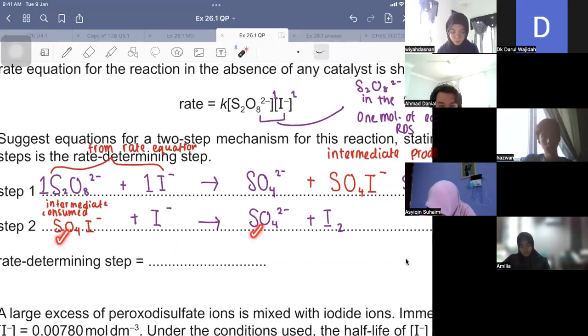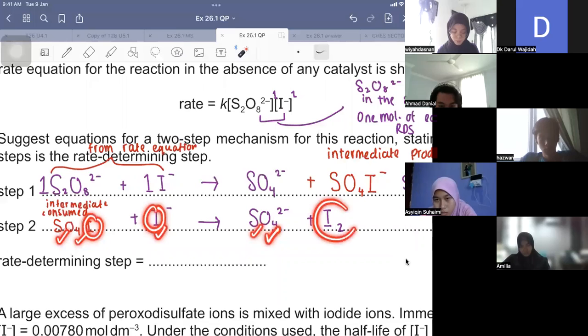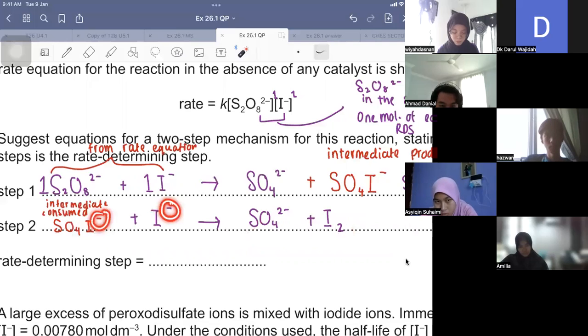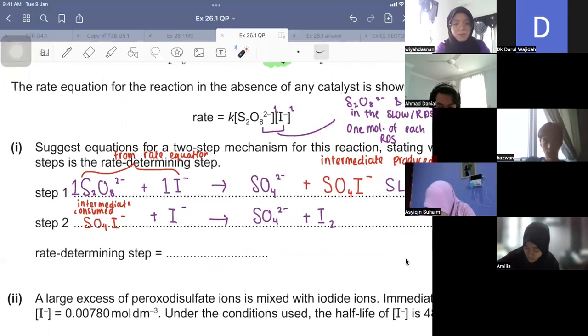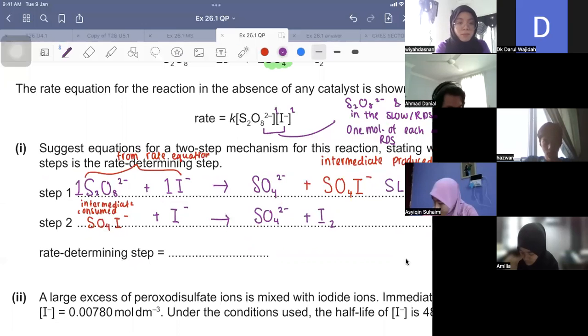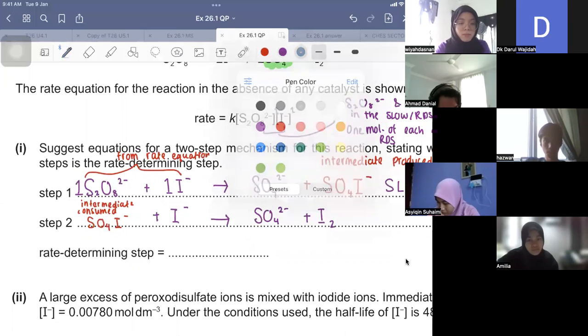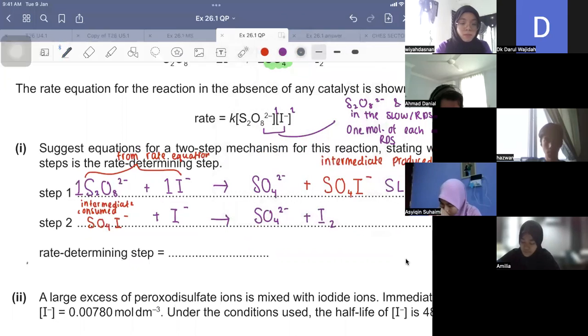Sulfur, balanced. Oxygen, balanced. Iodine, 2 of them, and 2 iodine, balanced. Charges, -1, -1 to become -2. And you've also got -2 on the right side. Okay, to check if our mechanism is correct, we will add step 1 plus step 2.